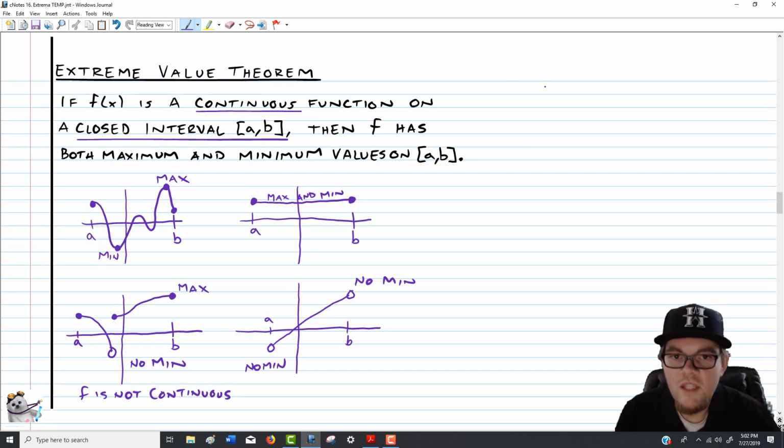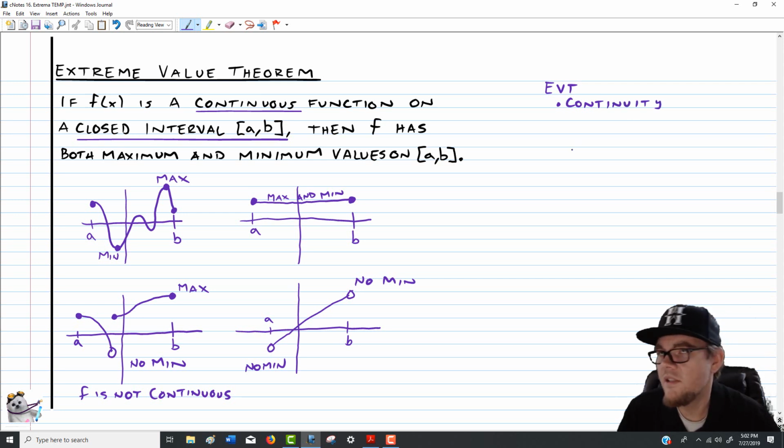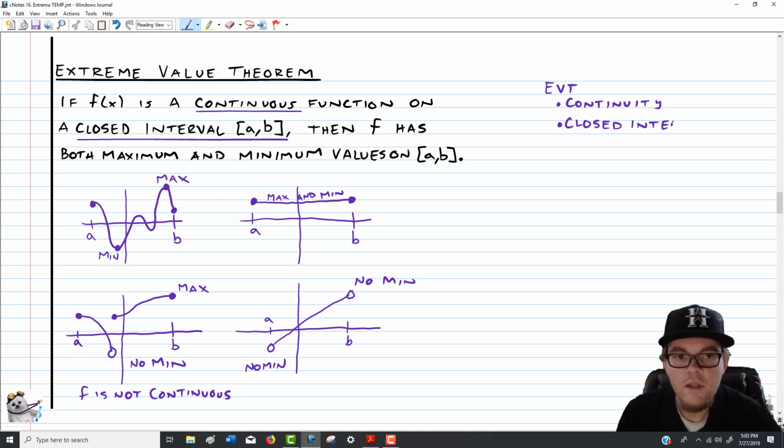So basically, to use the EVT, the requirements are, as we said, continuity. And again, it just needs to be continuous on that portion of the function. It doesn't have to be continuous everywhere, just inside the portion that's required. And it has to be on a closed interval. Given those two pieces, you can guarantee that there are max and mins. And of course, by max and mins, we mean absolute max and mins.